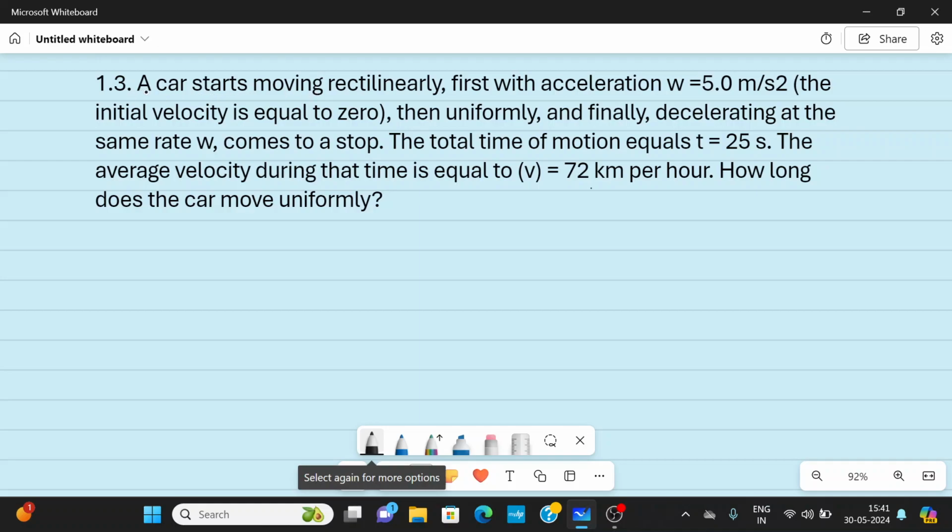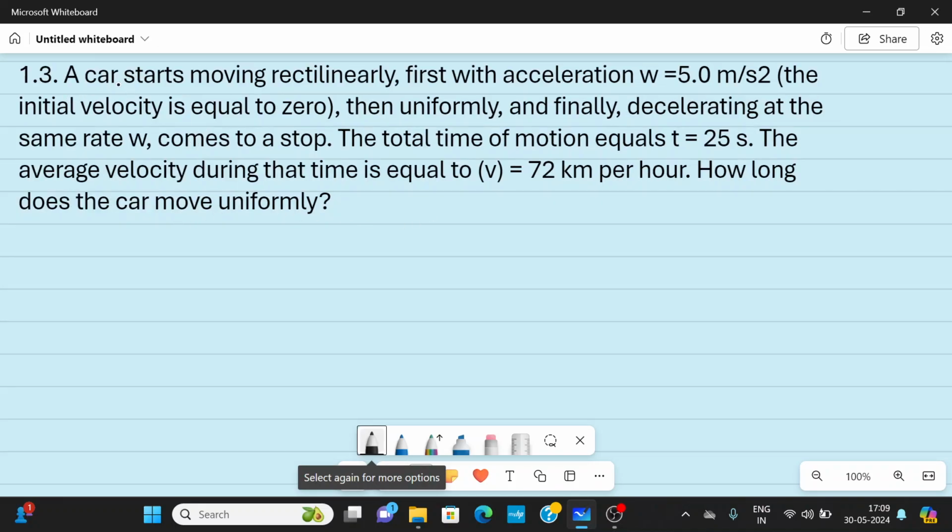Here in this video, we will be taking the third numerical problem of Irodov, which is: the car starts moving rectilinearly, first with acceleration w is equal to 5.0 meter per second square, then uniformly, and finally decelerating at the same rate w comes to a stop. The total time of motion equals t is equal to 25 seconds. The average velocity during that time is equal to v is equal to 72 km per hour. How long does the car move uniformly?